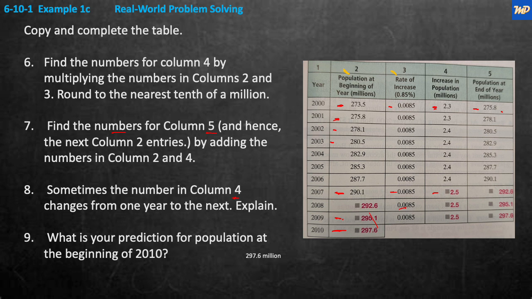It's 297.6. Okay? That was pretty easy, wasn't it? And that means 297.6 million people, by the way.